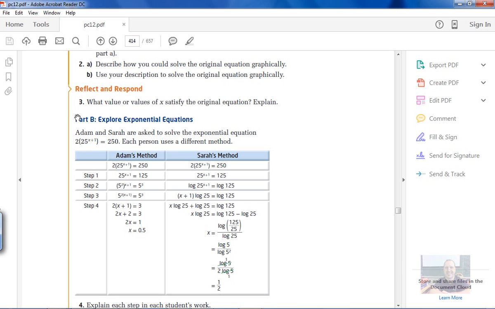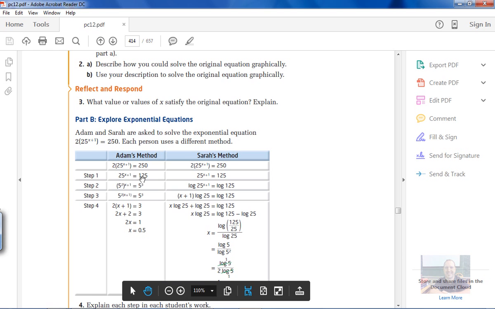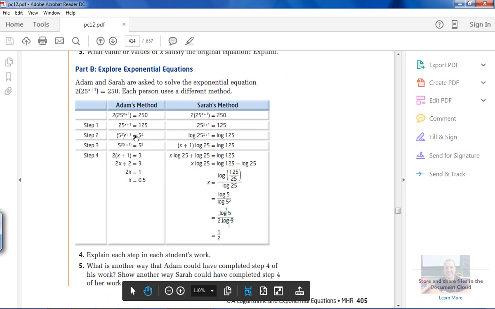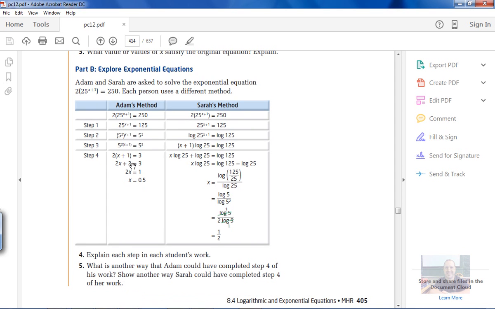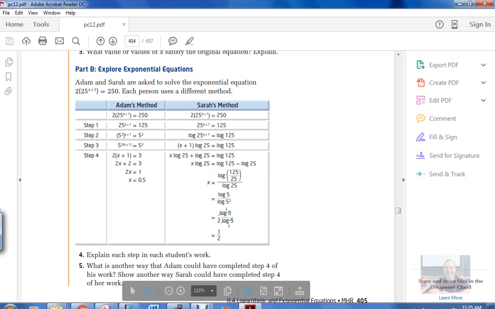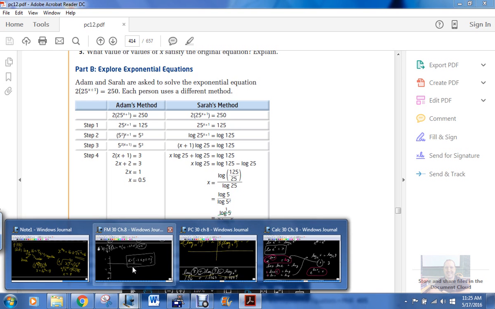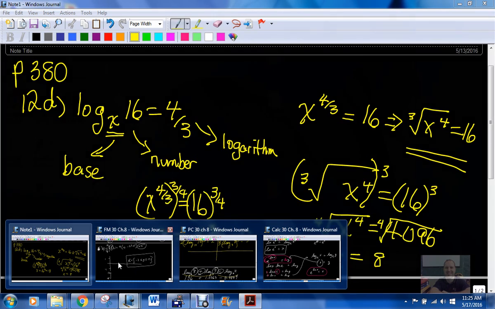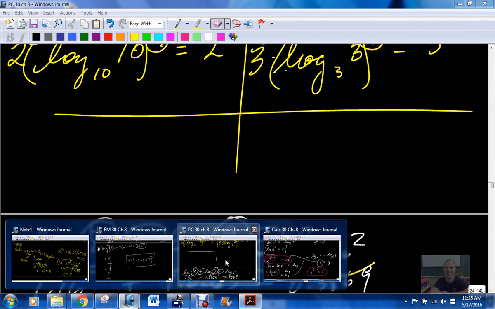What I'm going to show you today is how to solve an exponential equation a different way, and that is using logarithms. This is what you have done so far in solving exponential equations. Now I'm going to show you how to use logarithms. See how logarithms show up here? It's going to be super easy. I'm going to come back to that, but let's get back to our notes.